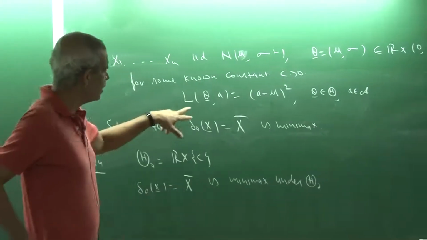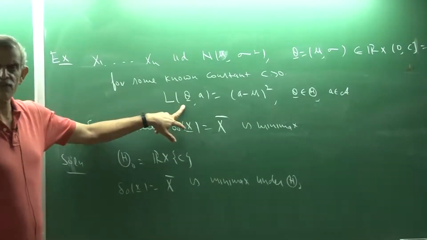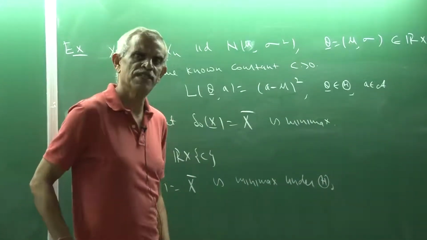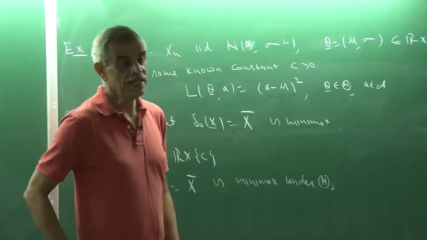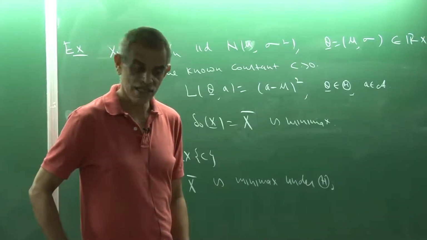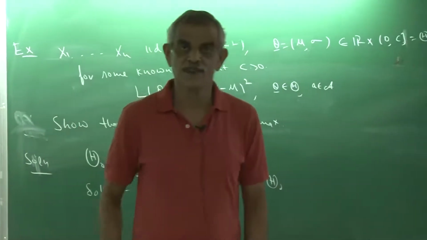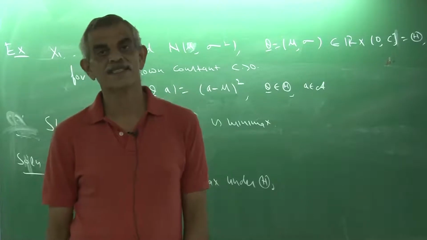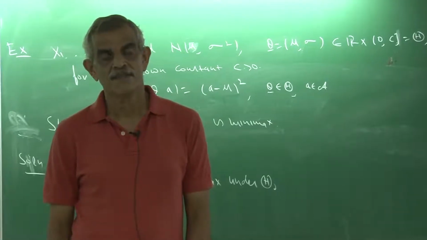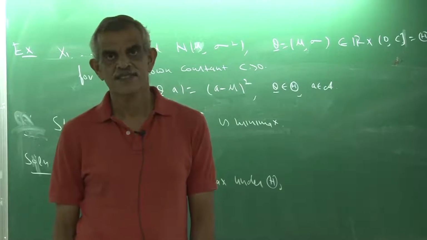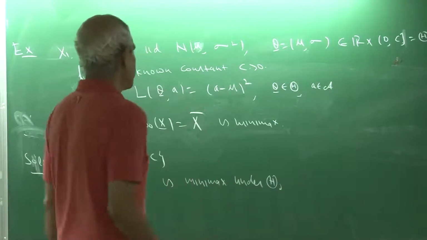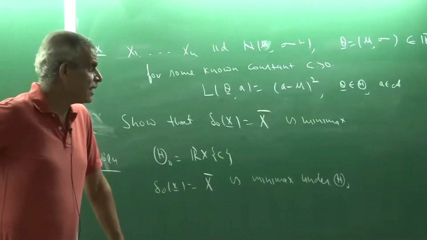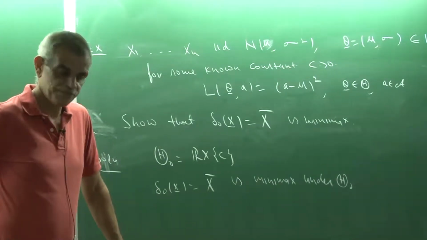The other way could be, if I had to make the risk constant, I could change my loss function to be L(theta, A) equal to (A minus mu) whole square by sigma square. Then X bar has a constant risk, which is 1. Now the question is, can I say that it is minimax? So try to do that. If I consider my loss function to be (A minus mu) whole square by sigma square, can I say that X bar is minimax?